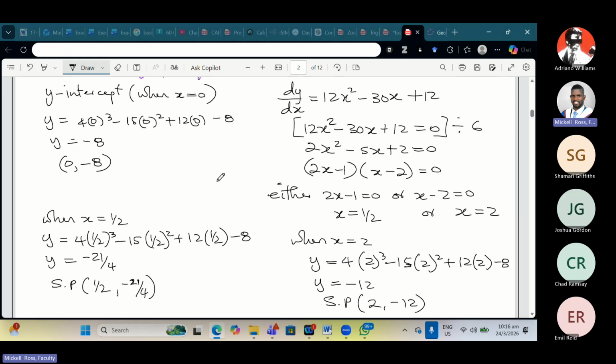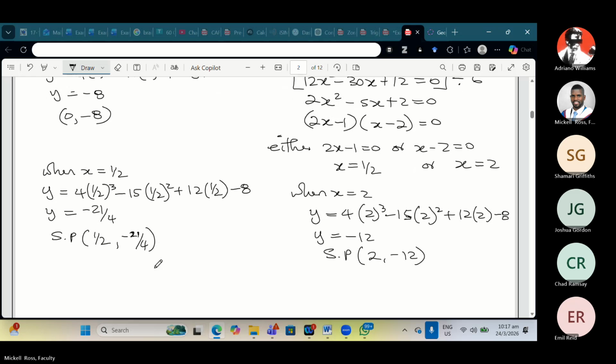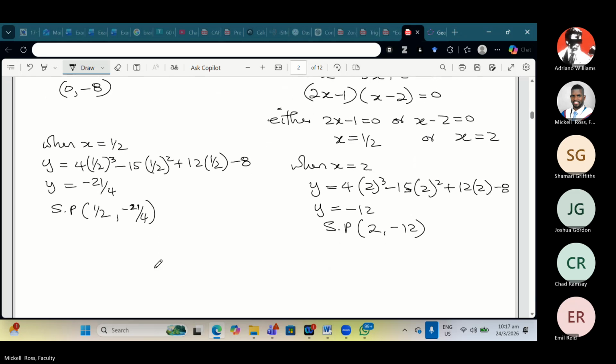All right, look and see if there's anything that I need to clarify. And then we're going to continue, because one of the things that we need to do is find out what is the nature of each of these stationary points. Do we have a maximum or a minimum? What is it that we end up with? Second derivative test.